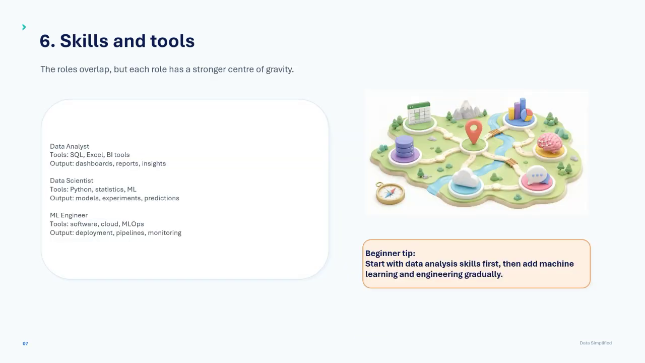The roles overlap, but each has a different center of gravity. A data analyst focuses on SQL, Excel, dashboards, visualizations, and communication. The main outputs are reports, insights, and clear explanations. A data scientist uses Python, statistics, data exploration, and machine learning. The main outputs are experiments, models, and predictions. A machine learning engineer needs software engineering, cloud platforms, APIs, data pipelines, deployment, and machine learning operations, or what we call MLOps. The main outputs are reliable systems that can run and can be monitored as well.